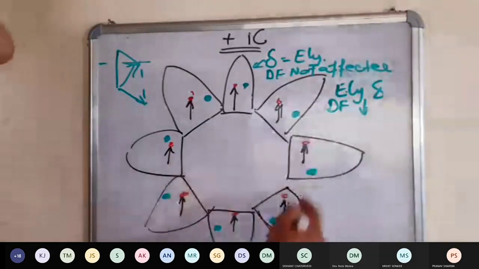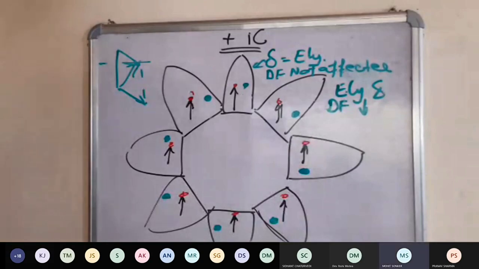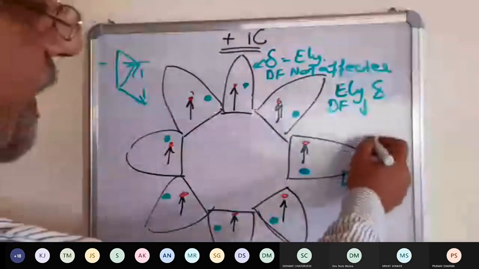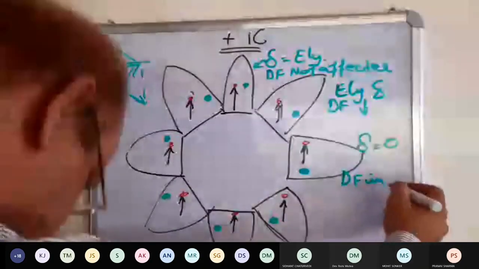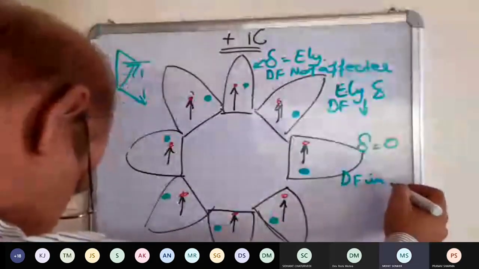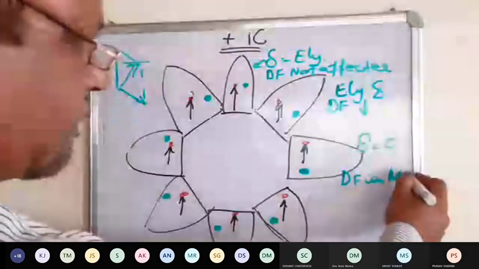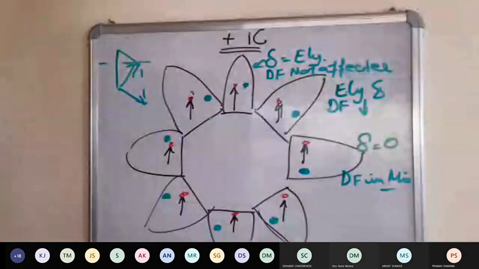When we are here in this condition, what is happening? So opposite. Opposite. Okay. So deviation will be nil. DF will be how much? Minimum. Minimum. Maximum reduction in DF, which is DF is minimum.